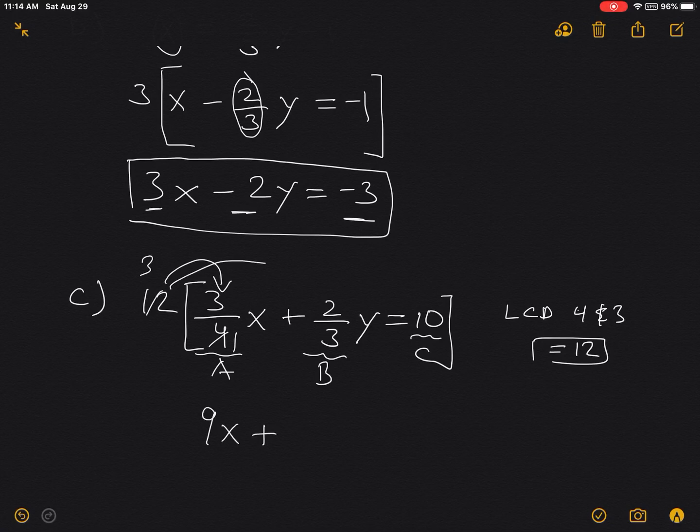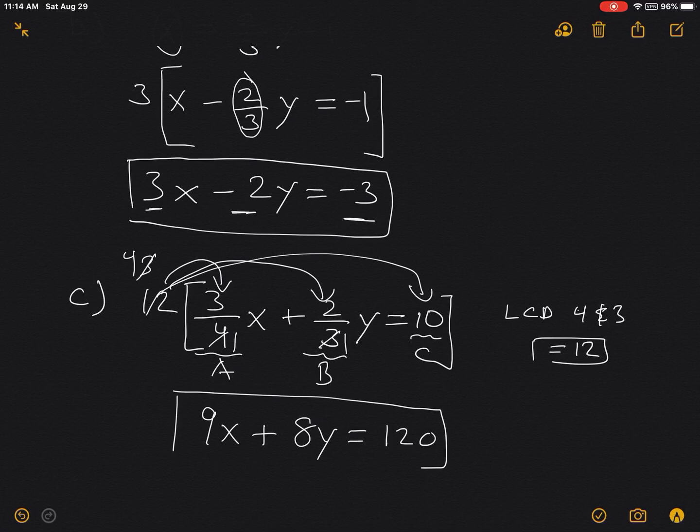If you do 12 times 2/3, 3 goes into 12 4 times. And 4 times 2y, well, that's 8y. And lastly, don't forget, distribute 12 into the 10. 12 times 10 is just 120. Okay, so here you go. This is now in standard form. The a, b, and c values are integers, and you are done.